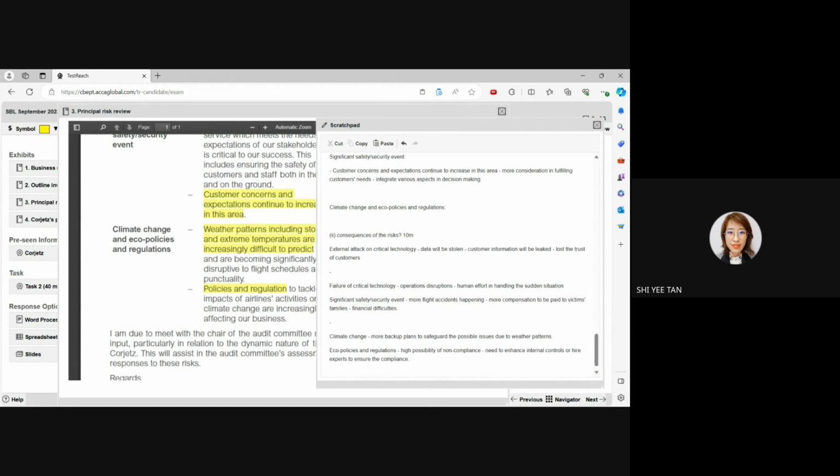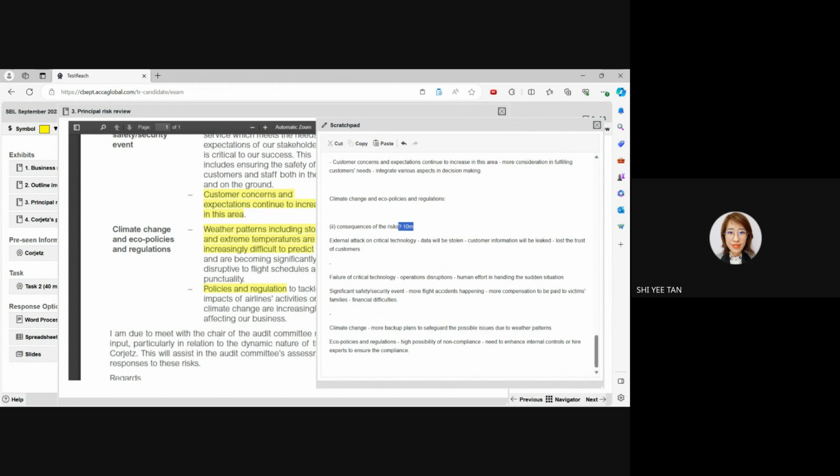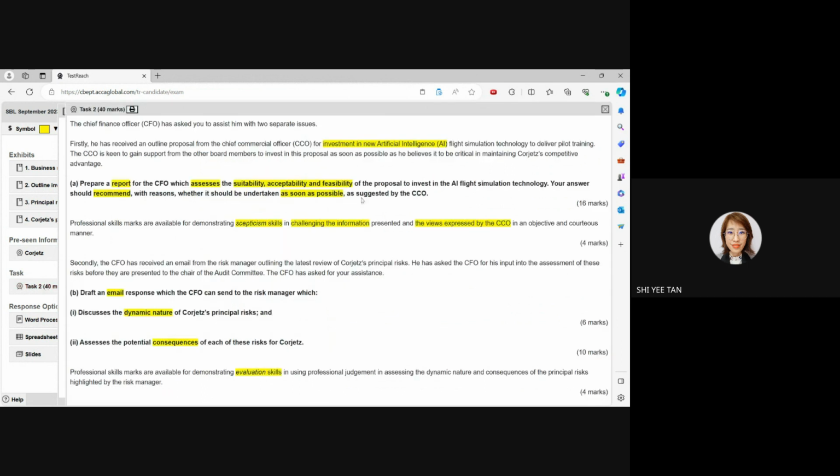Okay, solve this. The rest I leave it to you. You make up the 10 marks. You may ask me how many points I need for 10 marks. Actually, you need 5 points only. If you look at the task, you need to assess, not explain. So assess usually goes up to 2 marks, so usually you will need 5 points only.